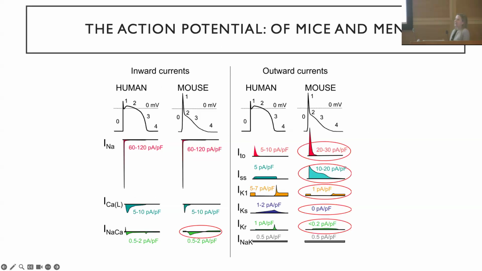Modeling these conditions in animals has been challenging because essentially the action potential in mice is different than in humans, because the channels that they rely on and the currents that they rely on are to some extent different. So on the left are shown the inward currents, and on top you have the human action potential and the mouse action potential. And on the right are the outward currents. And in red, the authors have circled the currents that are different between humans and mice. And you can see on the inward side, things are relatively the same. But on the outward side, there's a significant difference in the channels that mice use for repolarization as opposed to humans.